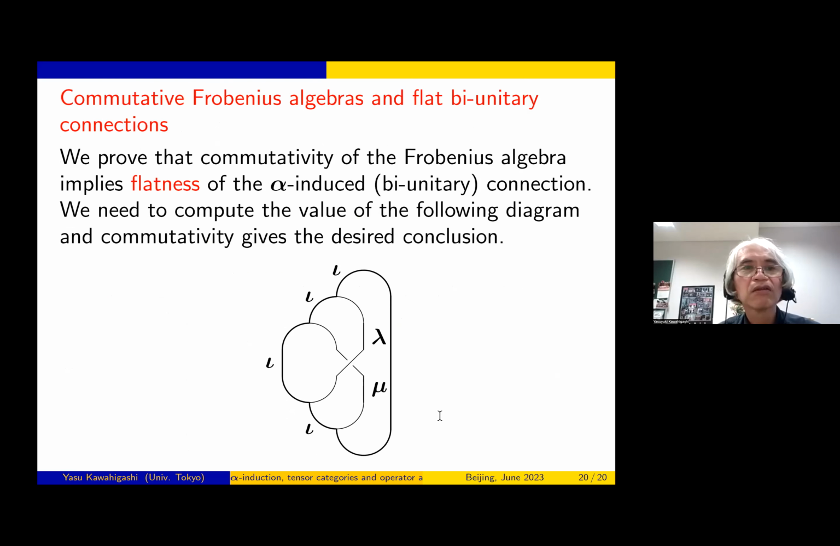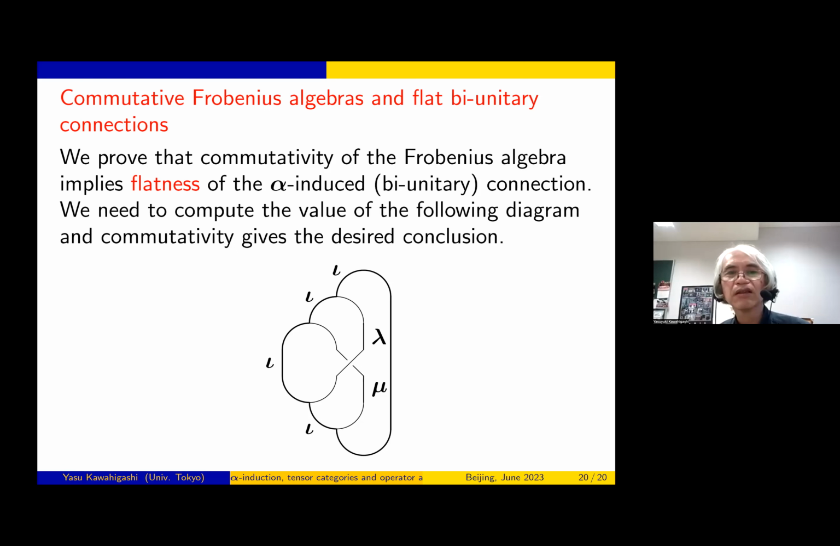So then, as I said, we have a notion of flat connection. This is a particularly nice bi-unitary connection, which really corresponds to quantum 6j symbols in some sense. And then commutativity of the Frobenius algebra and flatness of bi-unitary connections are really related. So if we have a commutative Frobenius algebra at the beginning, then this construction, the picture below, gives an alpha-induced flat bi-unitary connection, so something particularly nice.